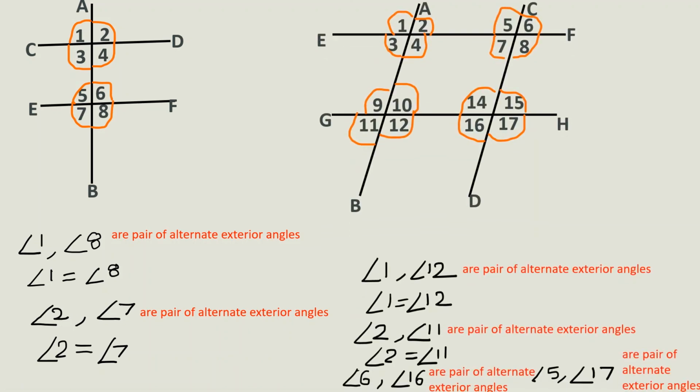Here, angle 1 and angle 12 are alternate exterior angles, so that means they are equal. Angle 2 and angle 11 are a pair of alternate exterior angles, so that means they are equal too. Angle 6 and angle 16 are a pair of alternate exterior angles too, so that means angle 6 and angle 16 are equal. Angle 5 and angle 17 are a pair of alternate exterior angles, so that means they are equal.